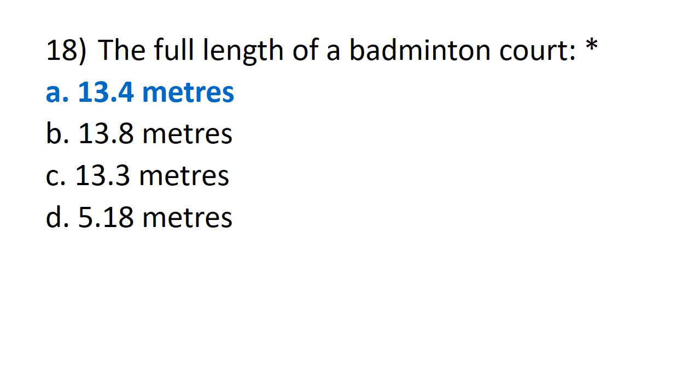Question number 18. The full length of a badminton court is: option A, 13.4 meters; B, 13.8 meters; option C, 13.3 meters; and option D, 5.18 meters. Right, children? You have to recall the correct meters and write the answer. And the right answer to this question is option A, 13.4 meters.